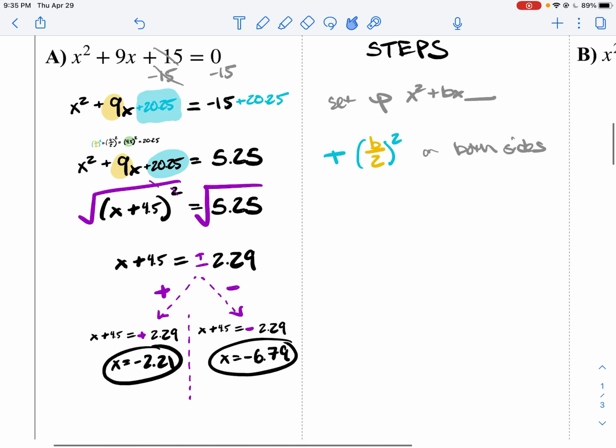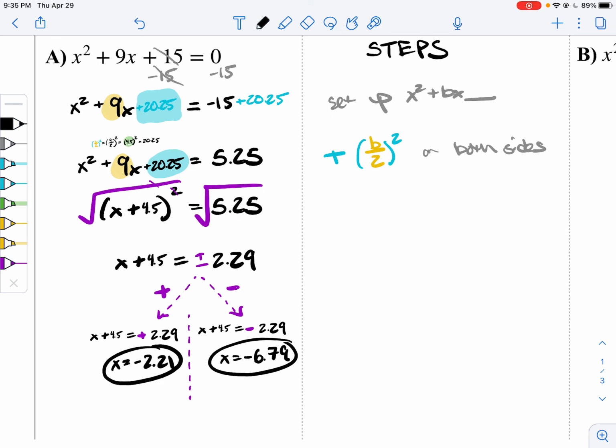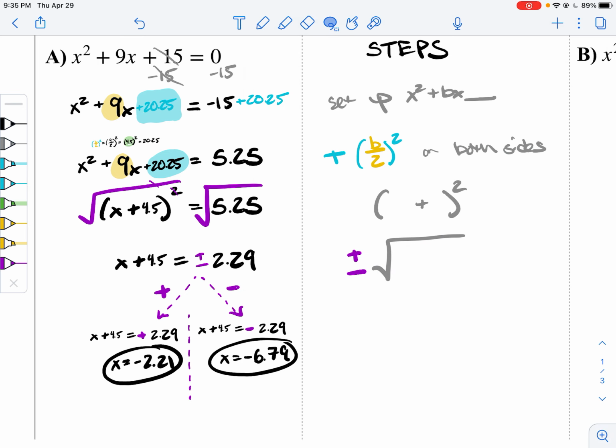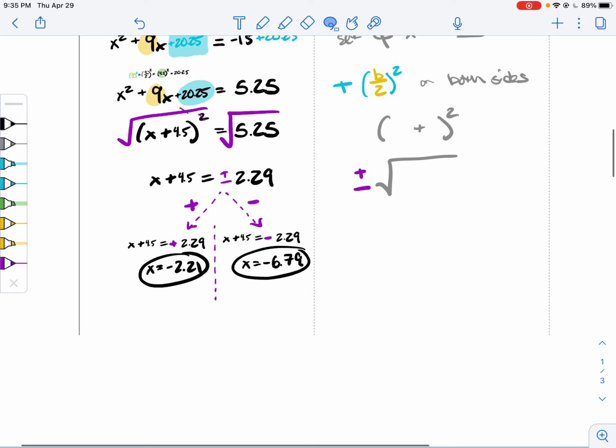Okay, what did we do in this step? We wrote it as a perfect square, something plus something squared. And then we took the square root of both sides, keeping in mind that the square root is a plus or minus. In fact, the plus or minus is the important part, so I'm going to make this gray. Take the plus or minus of both sides, and that means we split into a positive and negative and solve. Those are our steps. Beautiful.